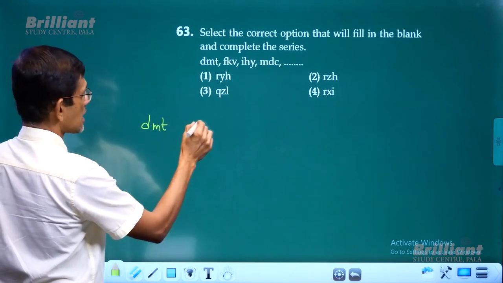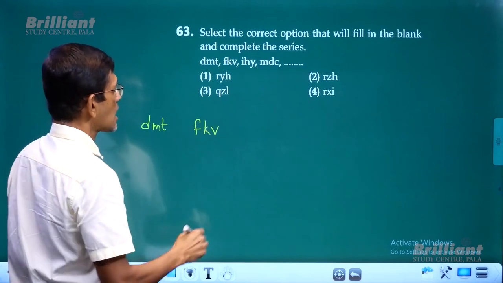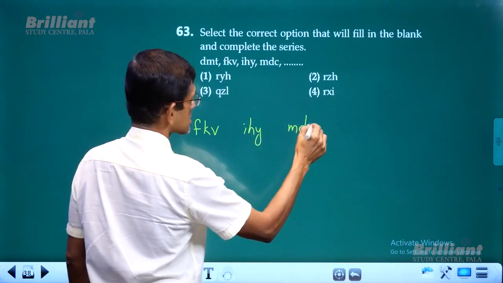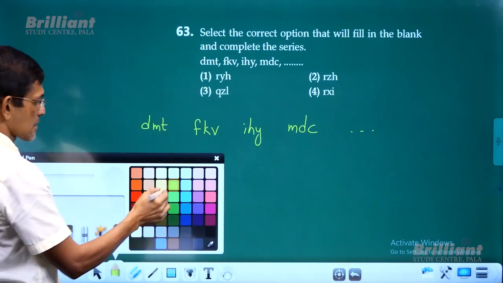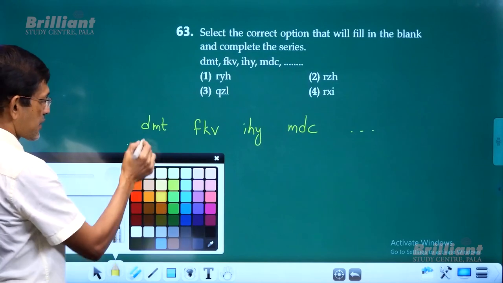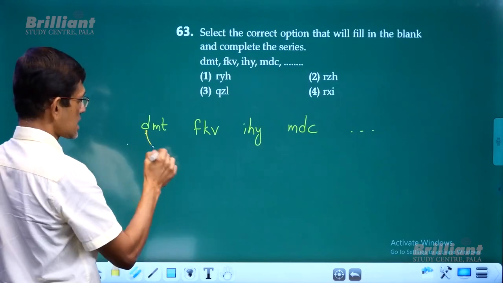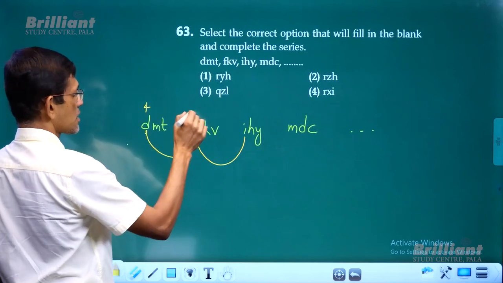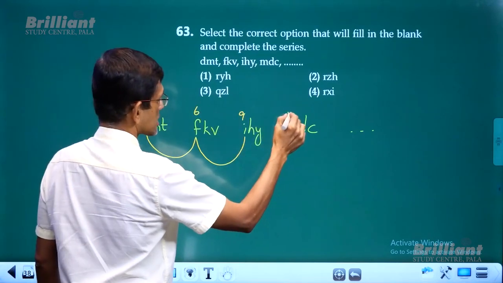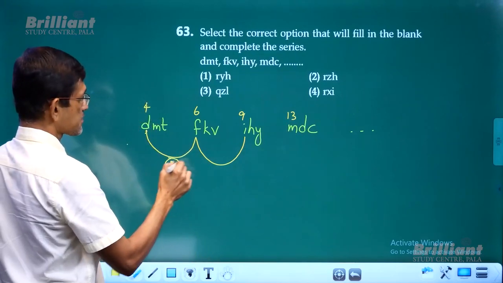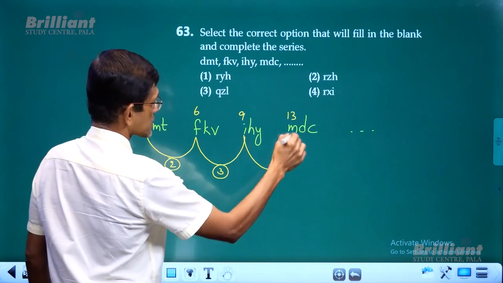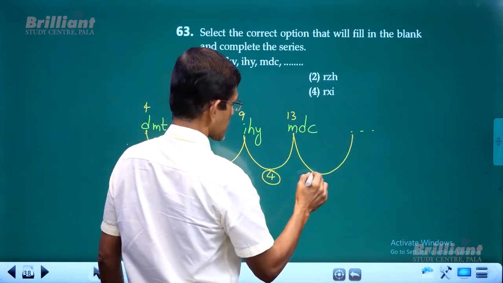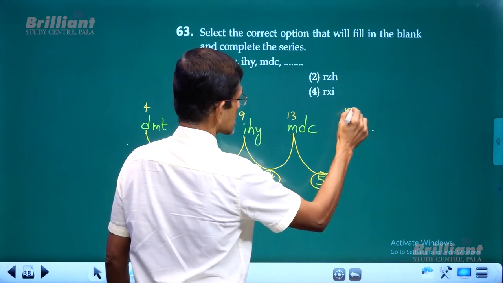DMT, FKV, IHY, MDC. So we take the first letter of each set. So D to F, D plus 2 is F, F plus 3 is I. So position values are like 4, 6, I is 9, and M is 13. So 4 plus 2 is 6, 6 plus 3 is 9, 9 plus 4 is 13. So 2, 3, 4, next one must be 5. So 13 plus 5 is what? 18. So 18, the letter is R.